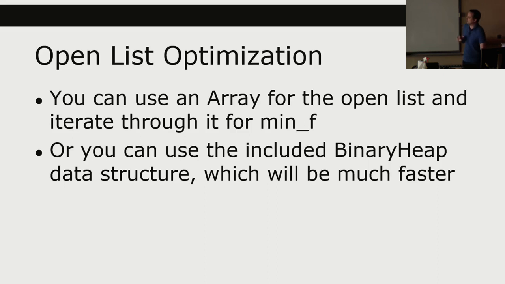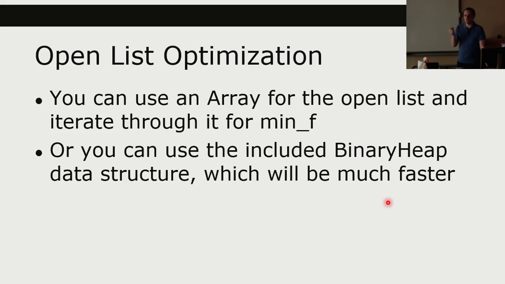For the open list, what I would recommend is implementing it as an array. And then when you want to go get the min value, just manually go through the array and find the minimum f. However, I've included a binary heap data structure in the assignment. I've included the code of it for you. And that is a priority queue.